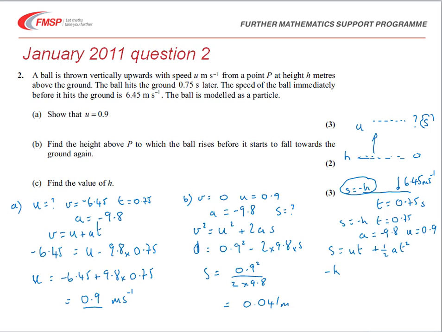Substituting our values, negative h is 0.9 multiplied by 0.75, and then minus 1/2 times 9.8 times 0.75 squared. That gives a value of h equal to 2.1. An alternative to that solution there for part C would have been to use again that v squared equals u squared plus 2as, because we knew that v was negative 6.45.